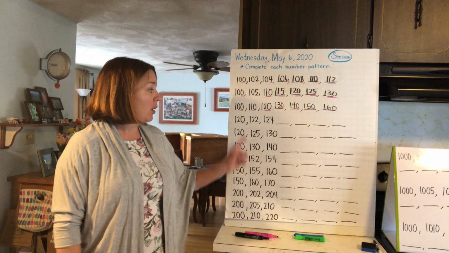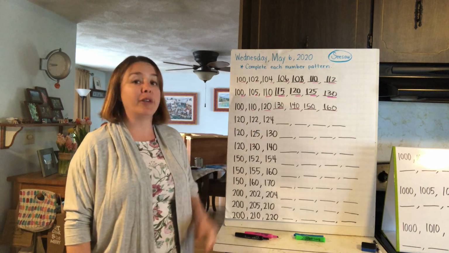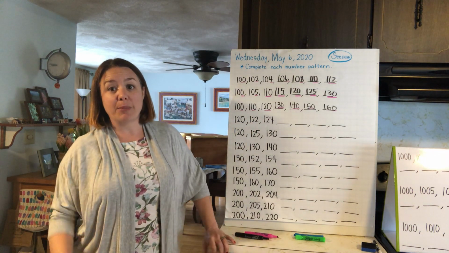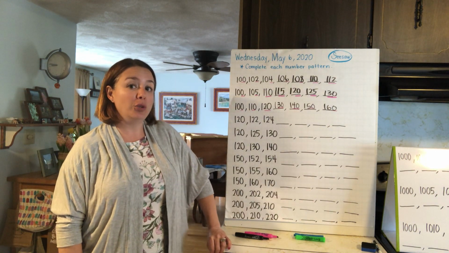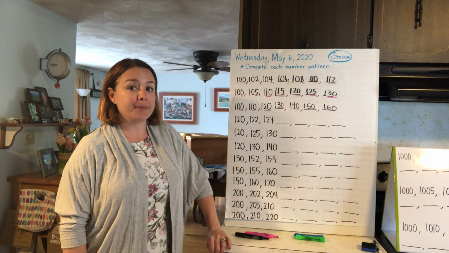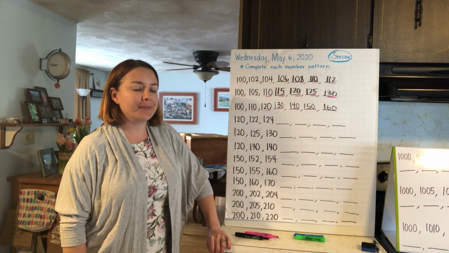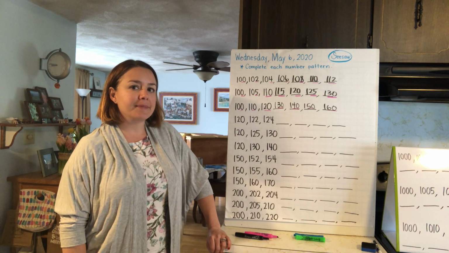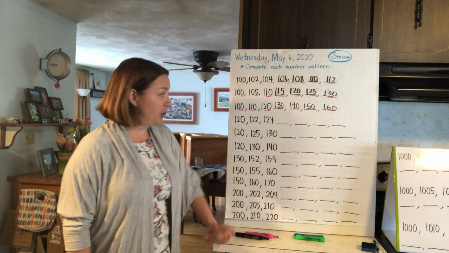Here's the next one. 120, 122, 124. Write those numbers and then figure out what the next four numbers in the pattern are. I have 120, 122, 124. You're right, we're counting by 2s.